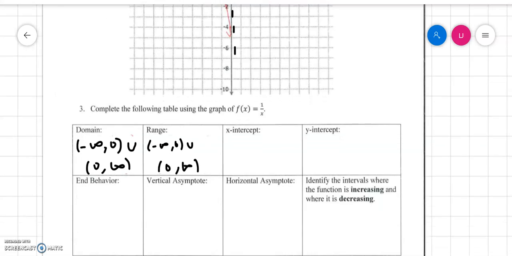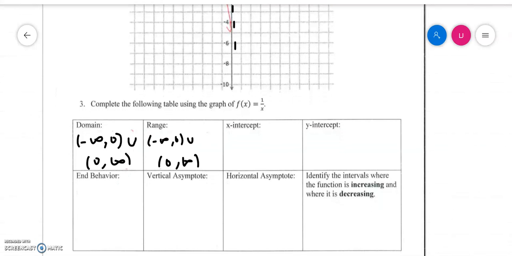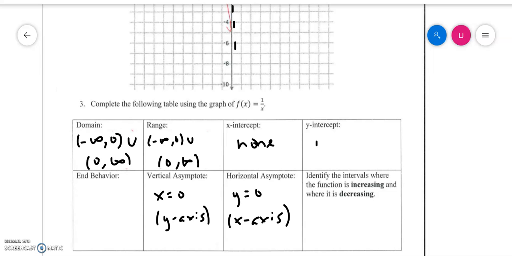So we can figure out these other two boxes down here. Our vertical asymptote is when x is equal to 0, otherwise known as the y-axis. The horizontal asymptote is when y equals 0, otherwise known as the x-axis. All right, now because these two are asymptotes, we can consider them basically as non-touchable values. So there's not going to be an x or y intercept. We do not cross these lines, so we can't have these.